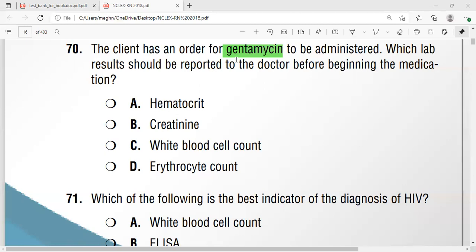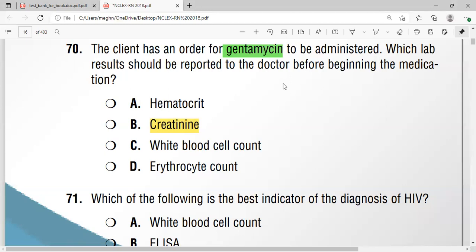So gentamicin is an aminoglycoside antibiotic. These drugs are toxic to the auditory system or auditory nerve, and this medication is toxic to your kidney. This is the reason we have to check the creatinine level. And this is the answer. Let me recap it.